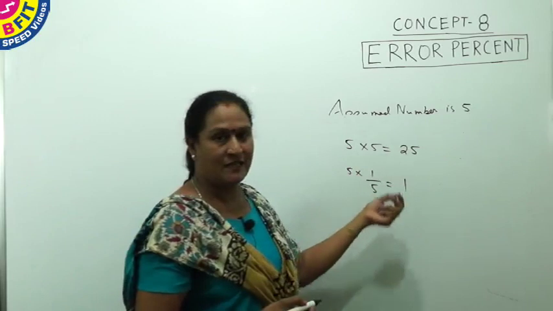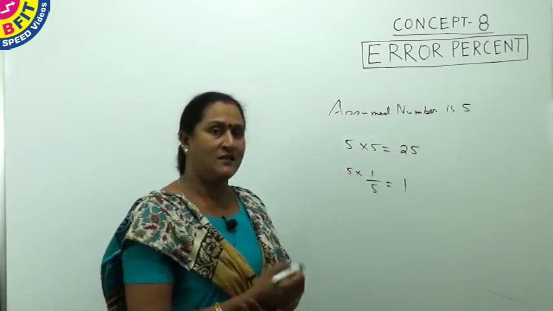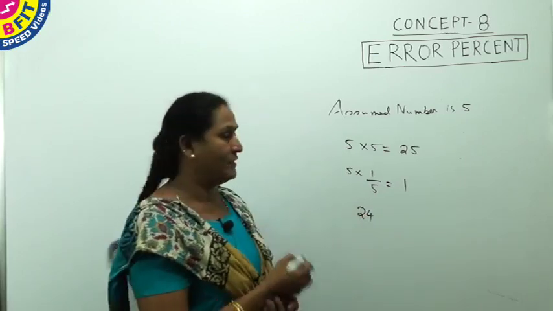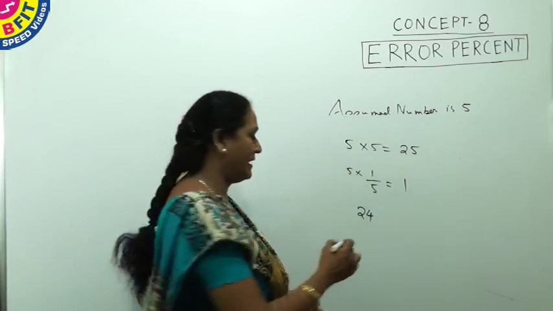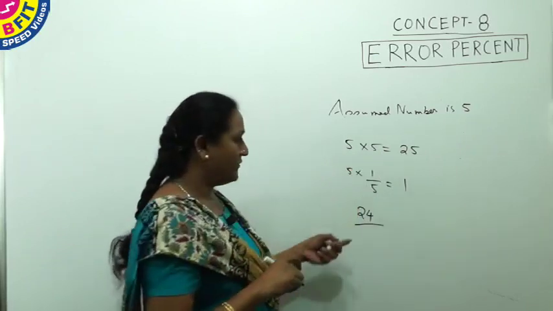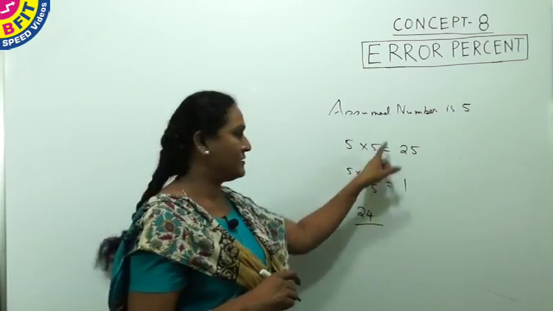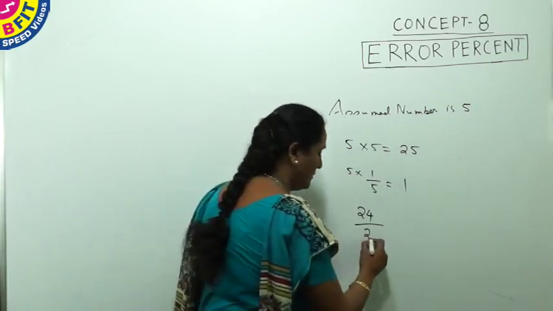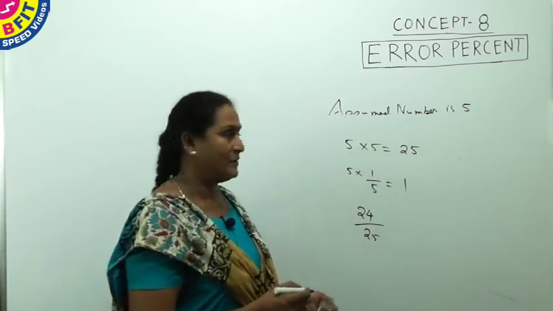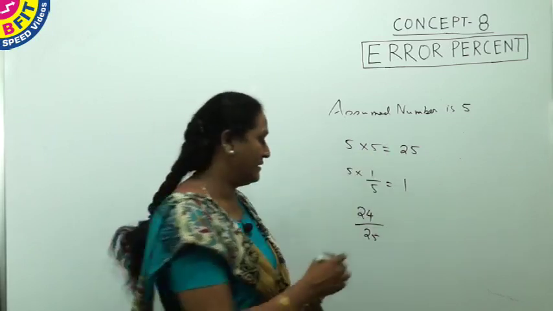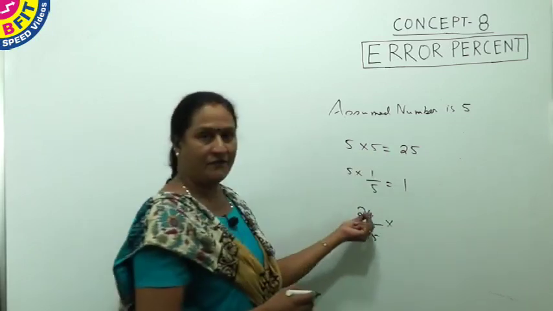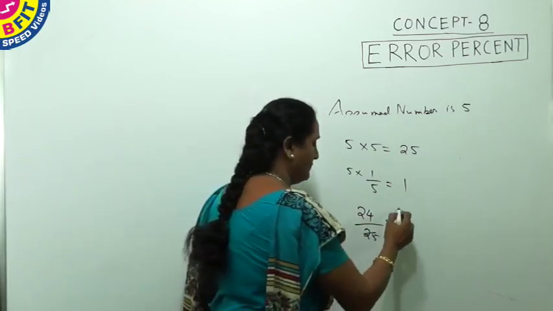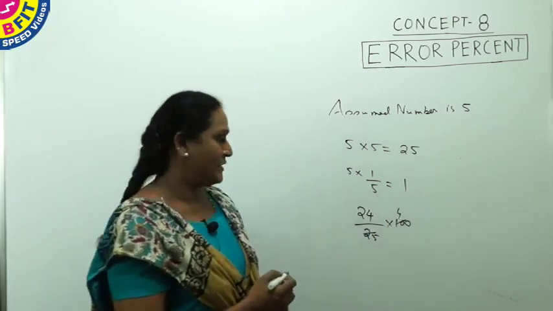By how much is it less? The wrong answer is how much less than the correct answer? It is 24 less than the correct answer. So the base will be the correct answer. To find the percentage, we'll see how much the wrong answer is less than the correct answer. So it is 24 less. So 24 by 25. 25 is the correct answer. So according to our assumption, 25 is the correct answer. And to find the percentage, difference by the correct answer into 100. So now what is the error percentage?